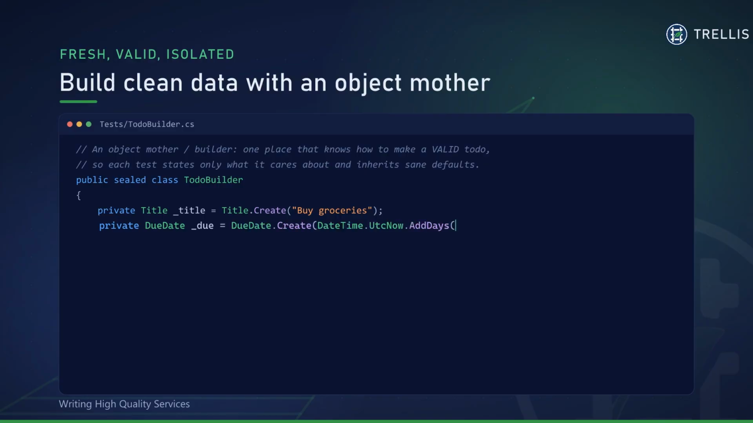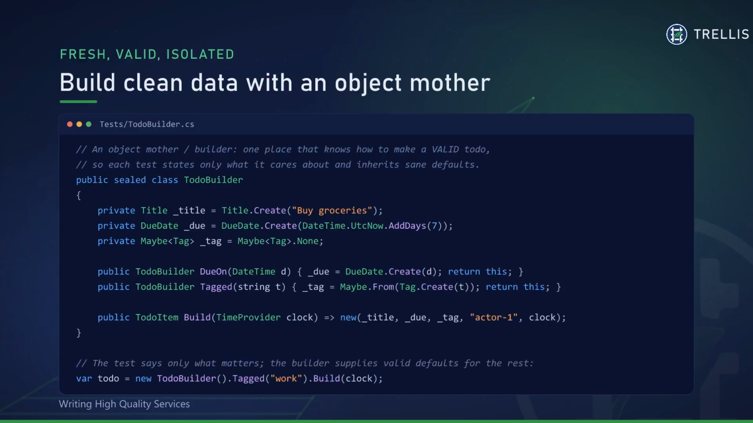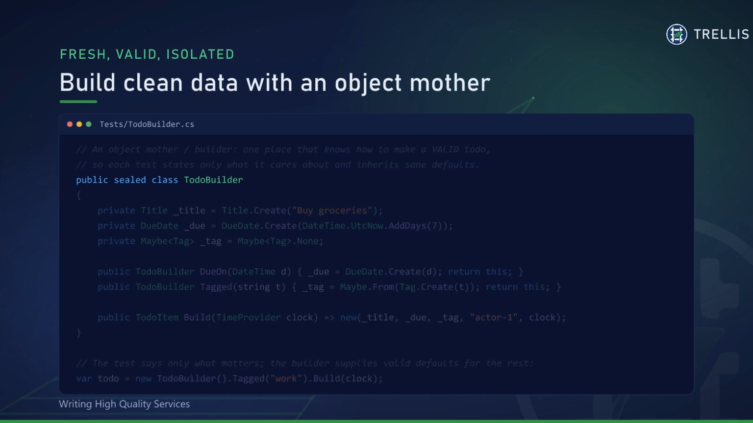Last enemy: messy, shared setup. If every test hand-builds a to-do with all its fields, they drown in irrelevant detail, and they're tempted to share one mutable fixture, which brings back the shared state problem. The cure is an object mother or a builder, one small class that knows how to produce a valid to-do with sensible defaults and lets each test override only the part it cares about. A test about tags says "tagged work" and ignores everything else. A test about due dates says "due on this date." Each test gets a fresh, isolated, valid object in one readable line. No shared fixture, no copy-pasted setup, no accidental coupling between tests.